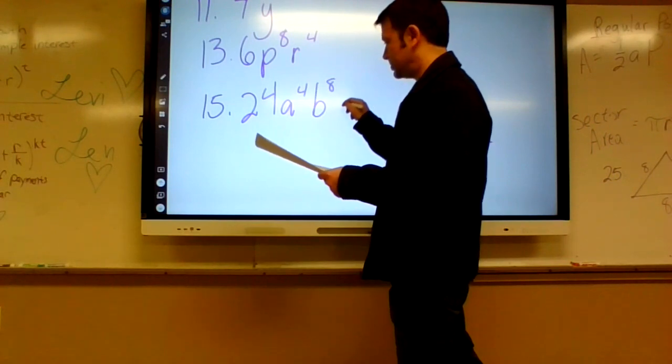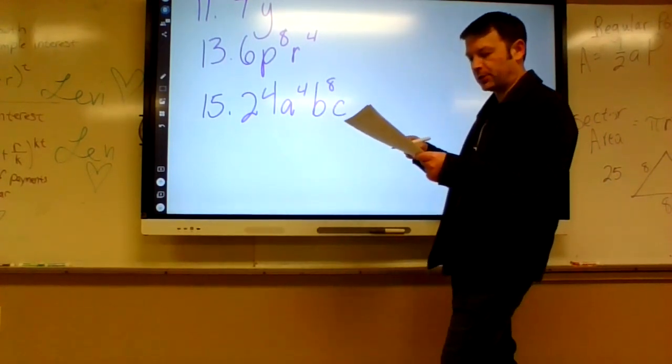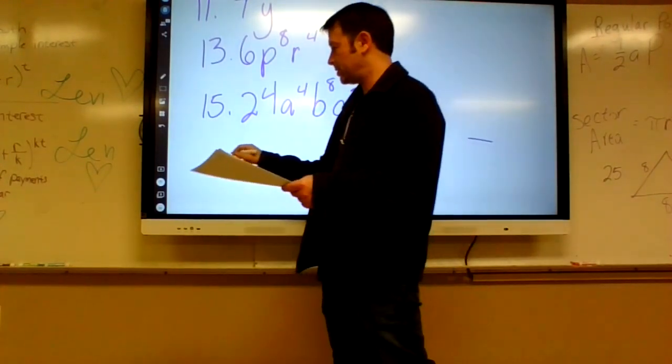And then how many C's do we have? 1. Yeah, just 1. Wait, there's two. One in the middle and one, right? So 2? Yeah, there's two. Alright.